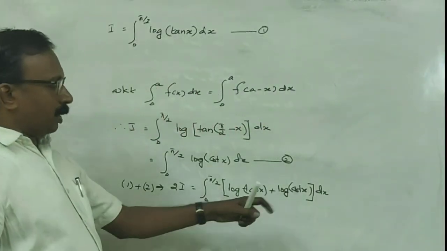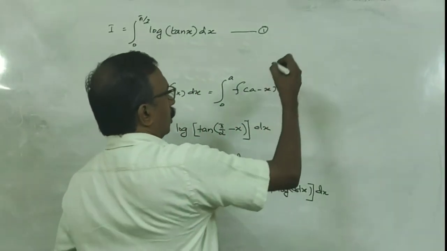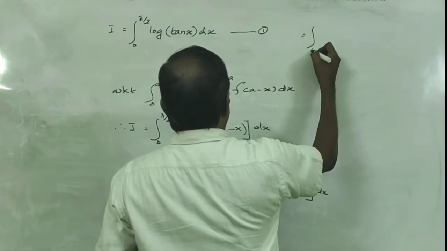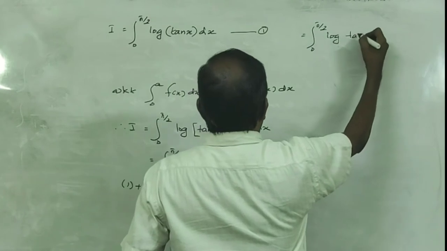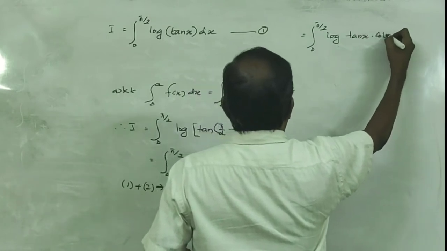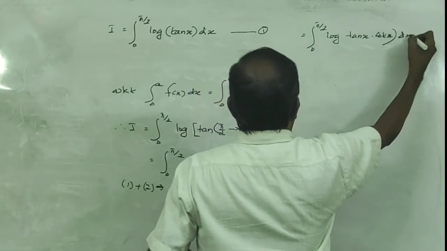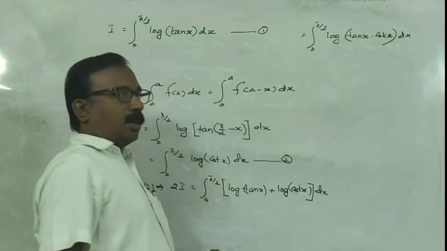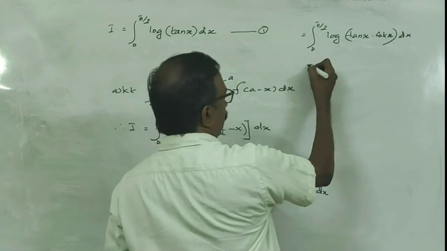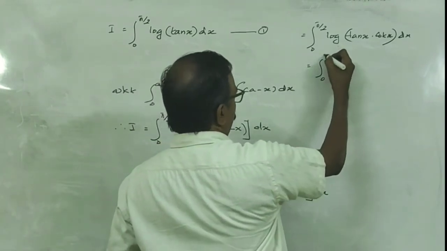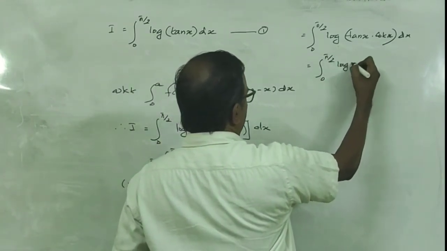But log a plus log b is log a b. So it becomes integral 0 to pi by 2 log tan x into cot x into dx. But tan x into cot x is 1, since cot x is 1 by tan x. Therefore, it becomes integral 0 to pi by 2 log 1 into dx.